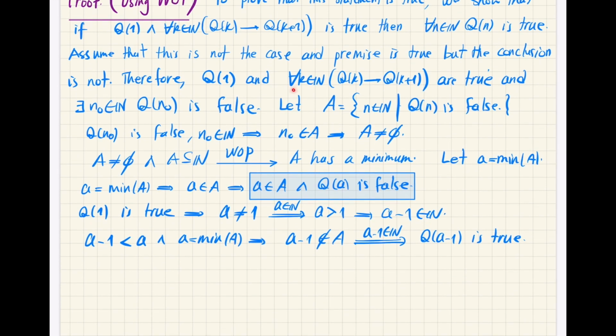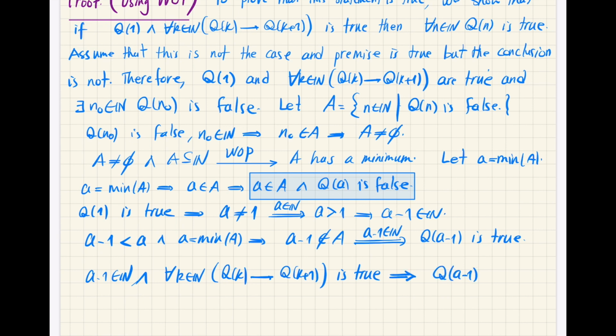Okay, so this is something that we have here. But look, here I know that this conditional is true for all choices of k from the set of natural numbers. Okay? And now I know that a minus 1 belongs to n, and I know on the other hand that for all k in n, Qk then Qk plus 1 is true. So this implies that Q of a minus 1 then Q of a is true. Yes? Because these conditional statements are true when I choose a k from the set of natural numbers. So if I choose a minus 1 for k, then this becomes Q of a minus 1, then Q of a is true.